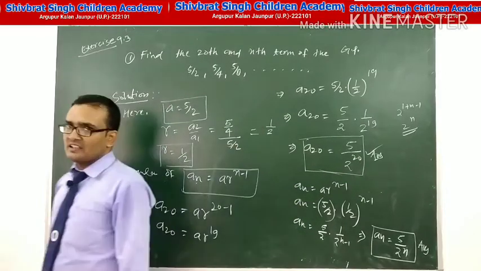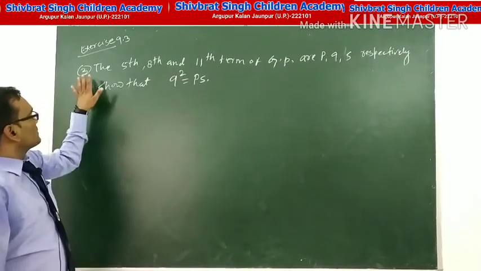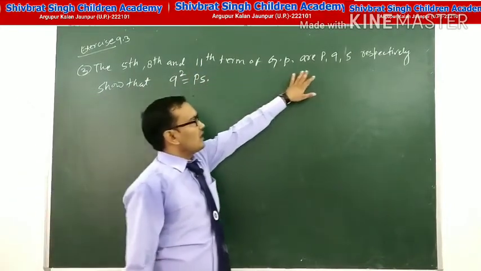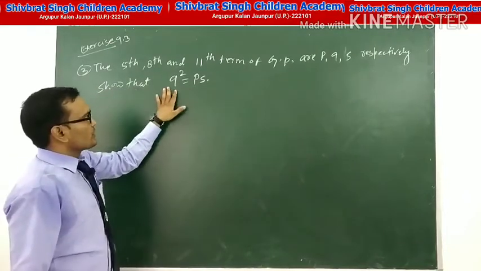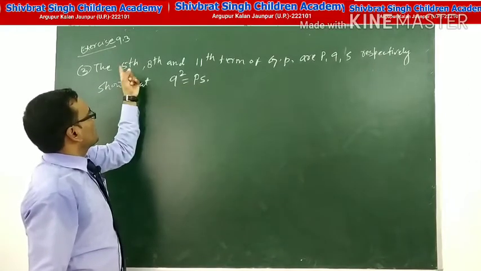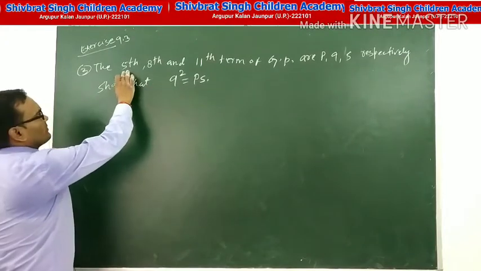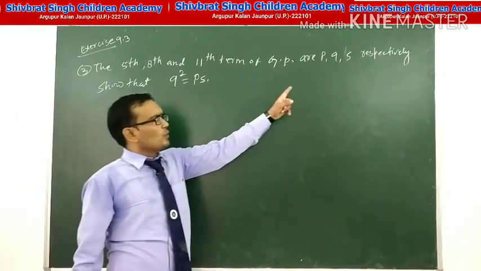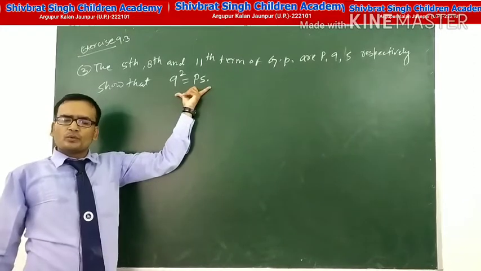Now we discuss the second question, question number 3. In the third question, the 5th, 8th and 11th terms of the GP are p, q, s respectively, so that q square equals ps. We find the relationship between the 5th term, 8th term and 11th term of the GP. Here the 5th, 8th and 11th terms of the GP are given as p, q, s respectively. Then find the relationship between p, q, s.